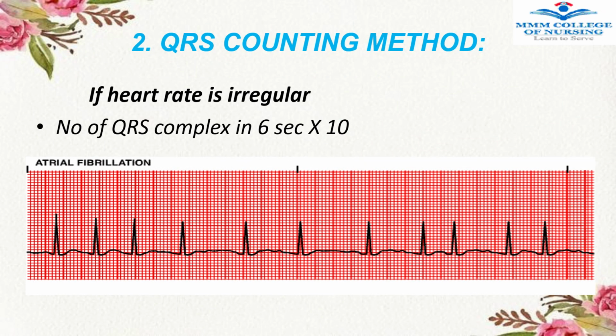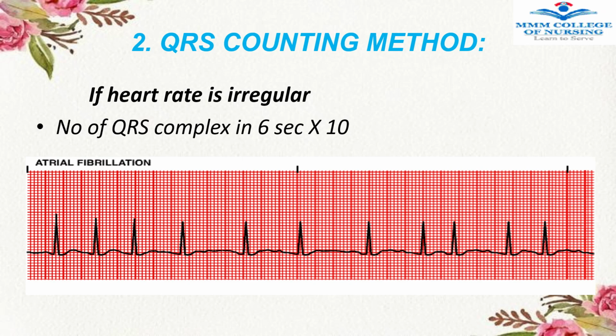If the patient is having an irregular rhythm, then we will be going for the second method of heart rate calculation, that is the QRS complex counting method. So here, if you look at the strip given here, the distance between the RR intervals varies from complex to complex. That is the reason we consider this rhythm an irregular rhythm.